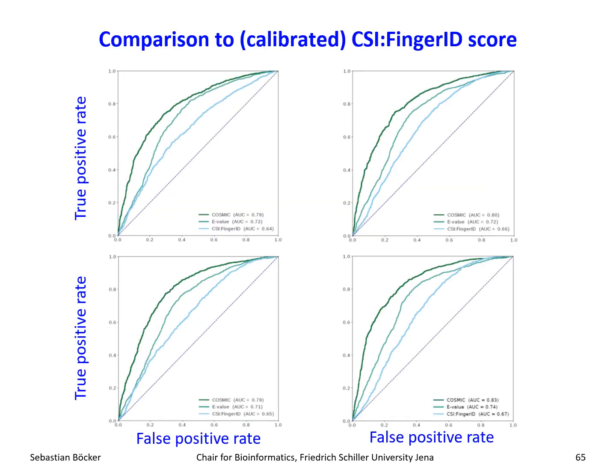Let's first compare Cosmic's confidence score to the CSI:FingerID score and the calibrated score. And we see that it's performing much better. It's also performing better in the region we are most interested in, which is down here. This is now for different data sets, different collision energies, and so on and so on.